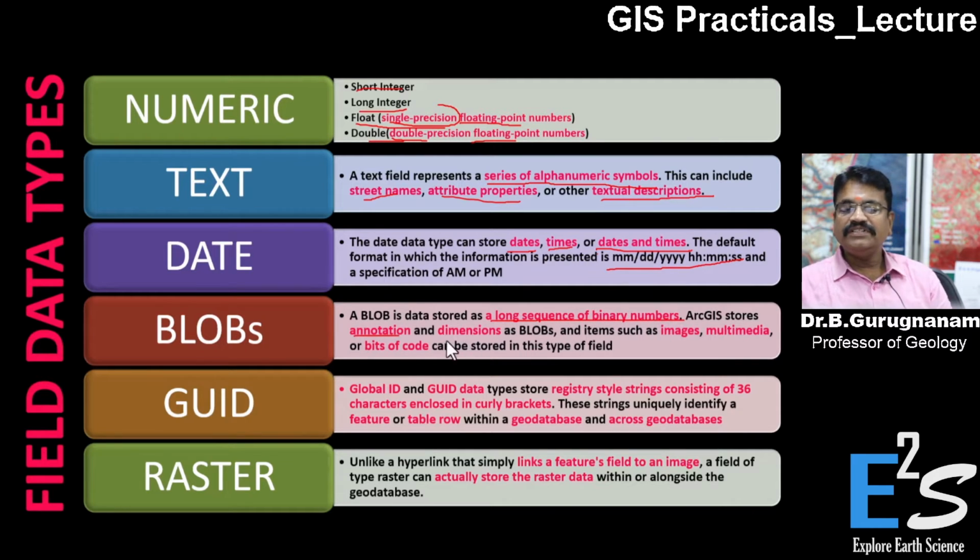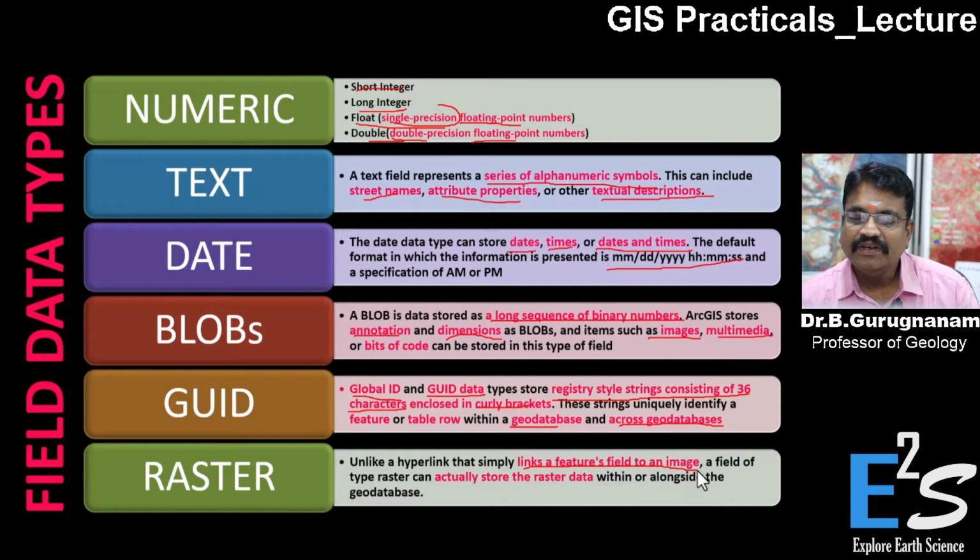A blob is stored as a long sequence of binary numbers. It stores annotation, dimensions, and items like images, multimedia, bits, and codes. Then GUID, the global ID, is a registry string consisting of 36 characters, and it includes curly brackets. This is how a GUID is represented. And raster links the feature's field to an image. It actually stores the raster data, that is pixels, rows and columns, at the back end.